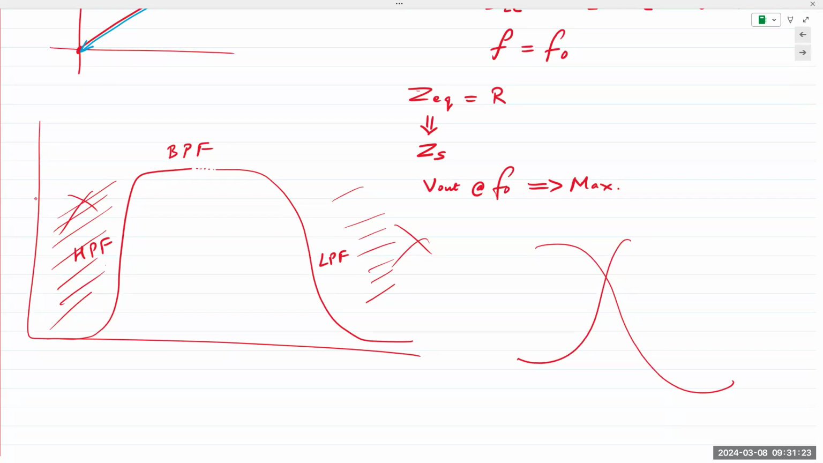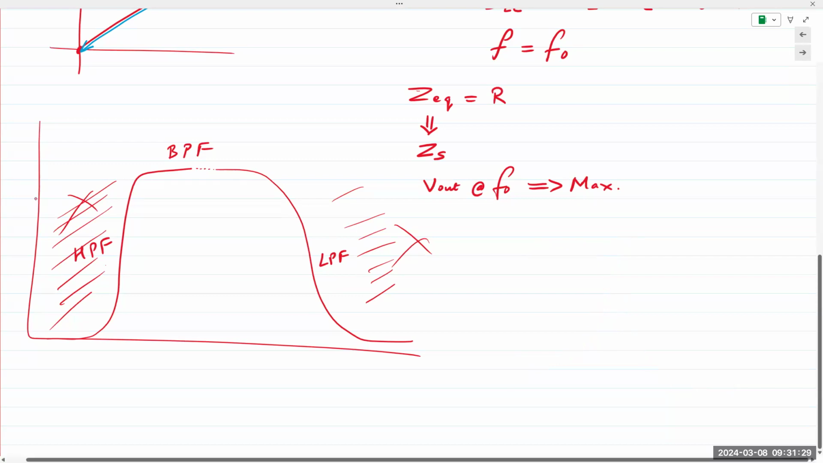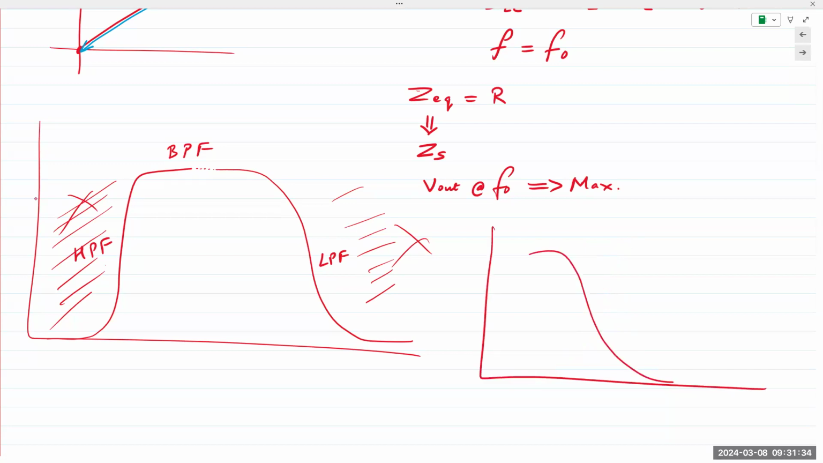You get a band reject filter. Band reject. So a certain band of frequencies, depending on the location of your cutoff frequencies, you would get a band reject or a band stop filter. BRF, band stop filter, BSF. It'd be a narrow band of frequencies that would be rejected. Everything else is allowed to pass through.